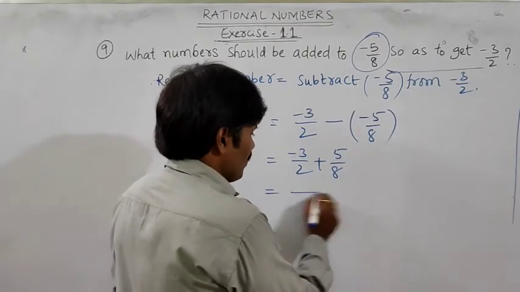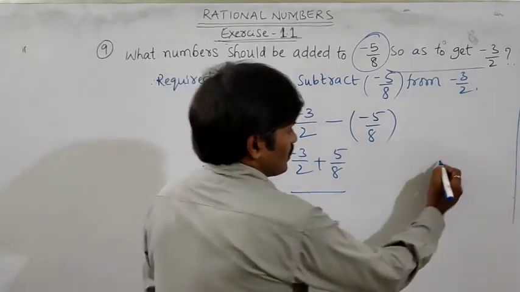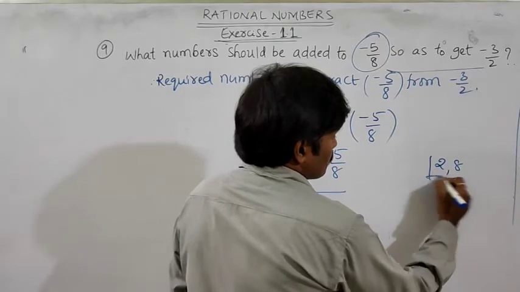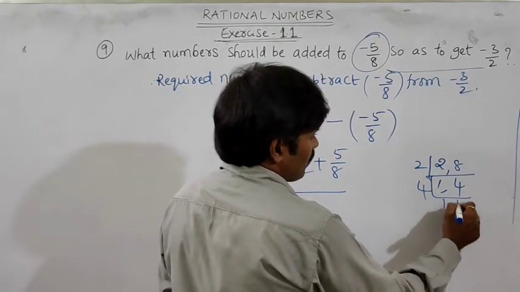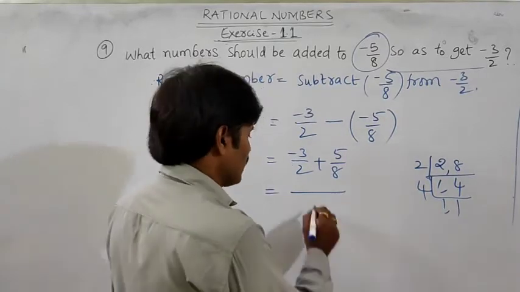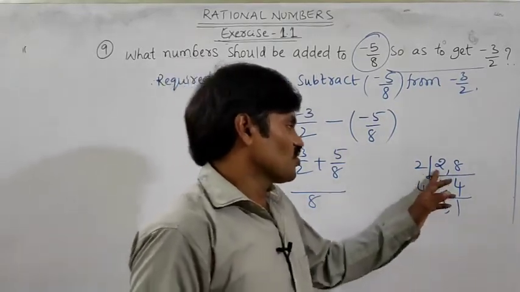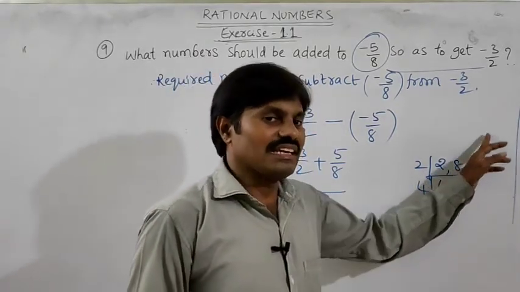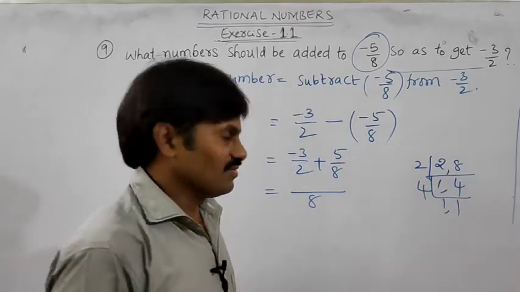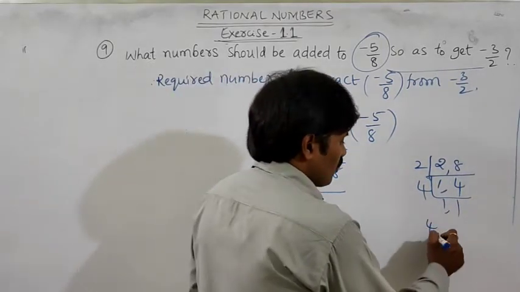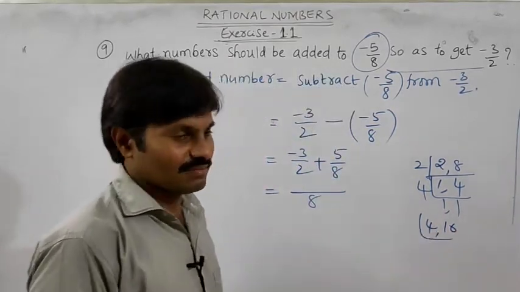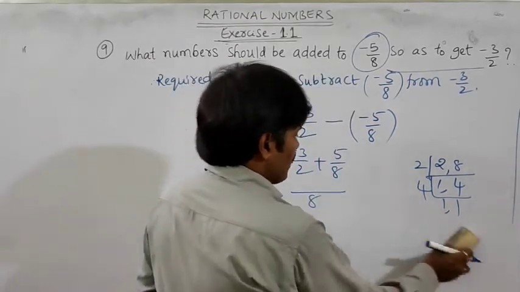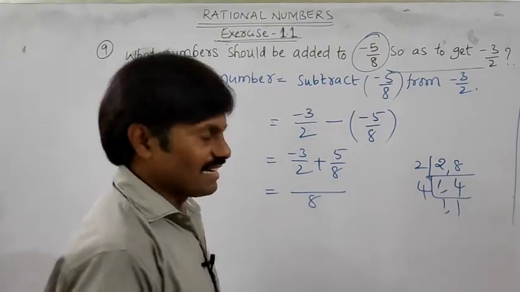Now we know how to solve it, how to simplify it, is it? So what is the LCM of 2 comma 8? 2 1s are 2, 2 4s are 8. So here there is no other common table than 4. So 2 4s are 8 is the answer. Since 2 is a factor of 8, 8 is the LCM. We can write it directly. For example, what is the LCM of 4 comma 16? Here 4 divides 16 perfectly, so 16 is the LCM. In that way, here the LCM of 2 comma 8 is 8 itself.